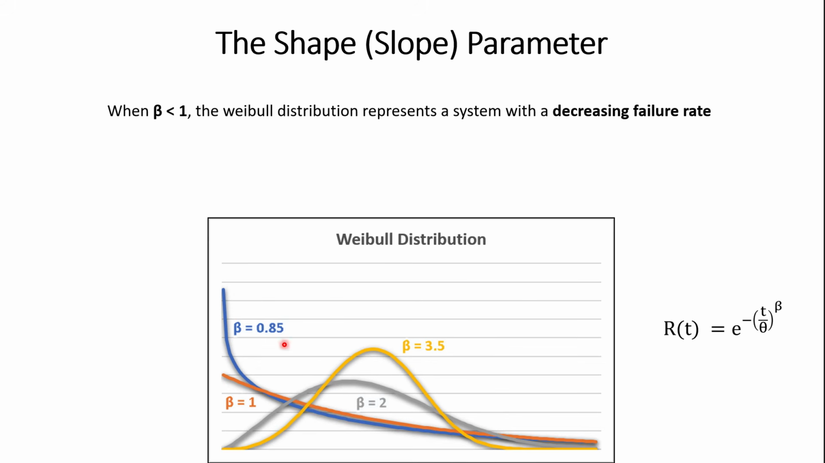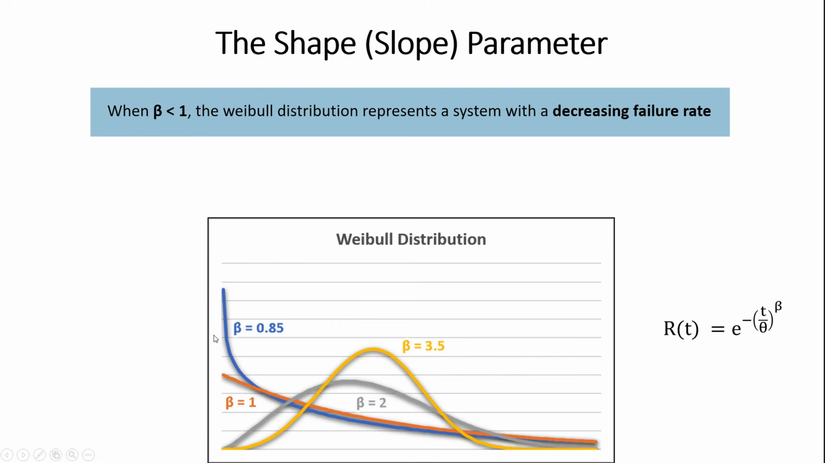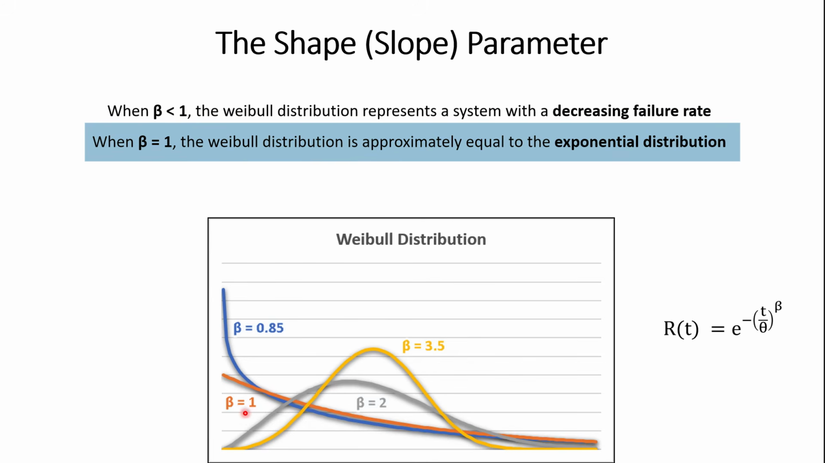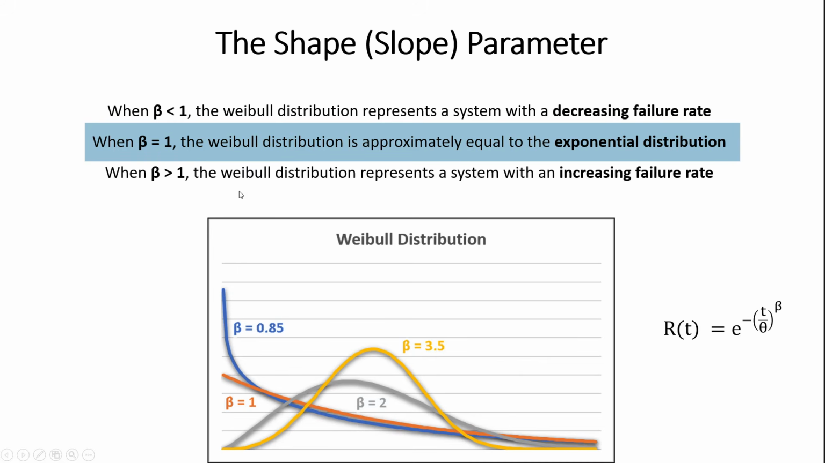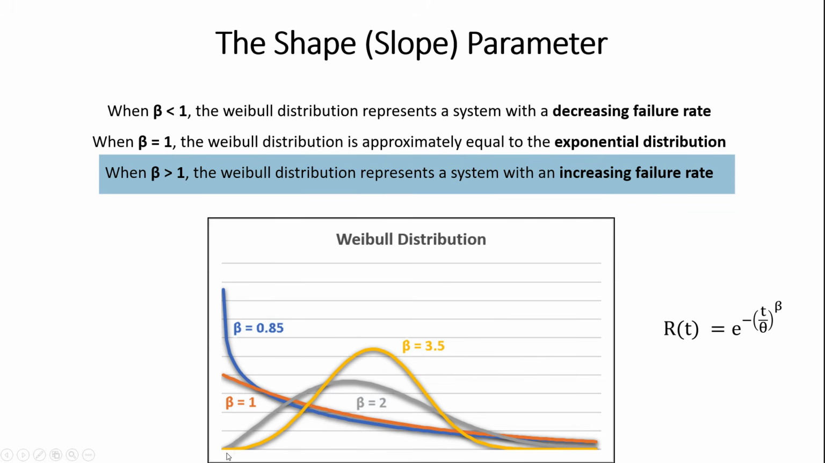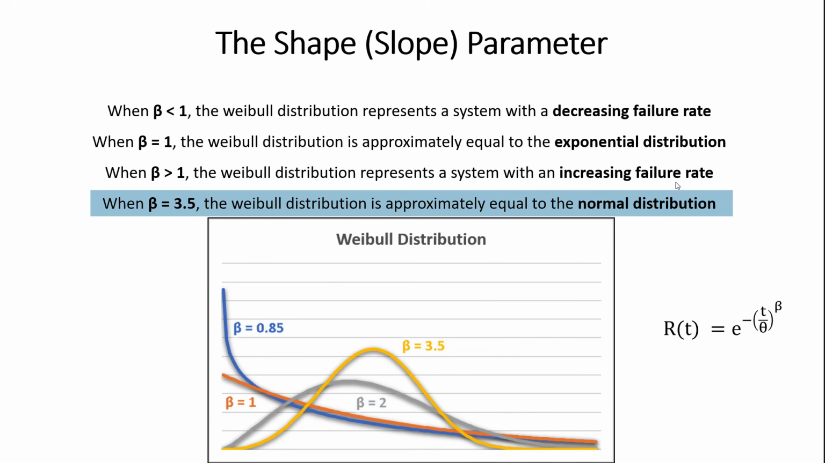By the way, real quick, before we do an example, I know I said this verbally, but if your beta value is less than 1, your Weibull distribution represents a system with a decreasing failure rate. When beta is equal to 1 here, the Weibull distribution approximates the exponential distribution. When beta is greater than 1, you can see that here. When beta is equal to 2, the Weibull distribution represents a system with an increasing failure rate. And then when beta is equal to 3.5, that Weibull distribution approximates the normal distribution.